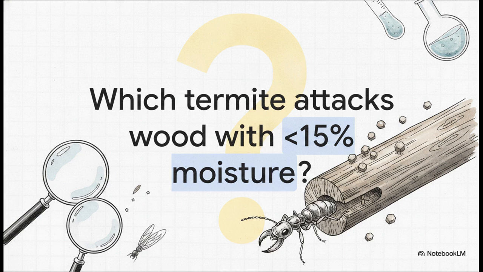The answer is D, the powder post or drywood termite. The clues are out there, hiding in plain sight inside your own home. You just have to know what to look for.